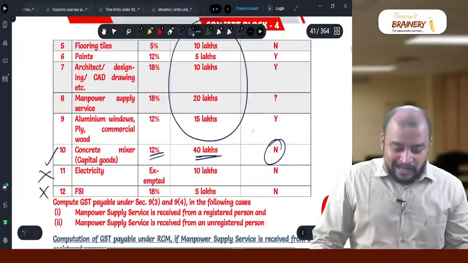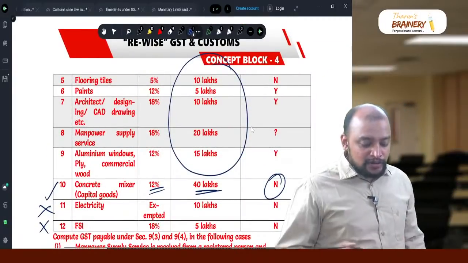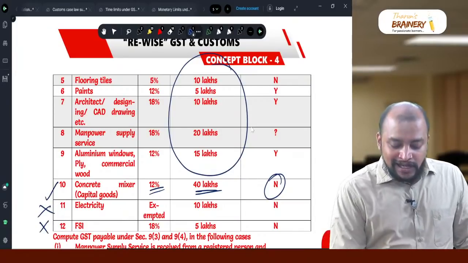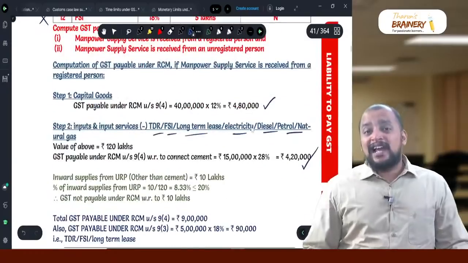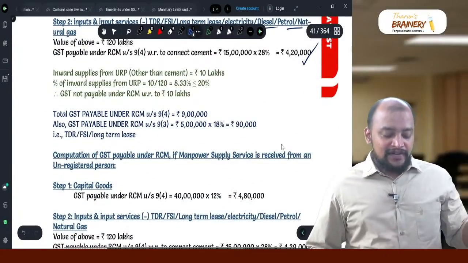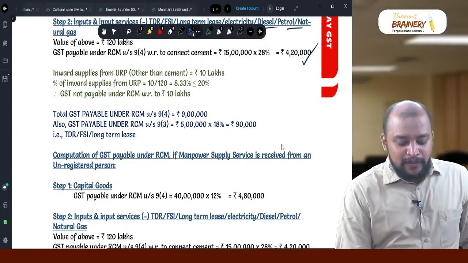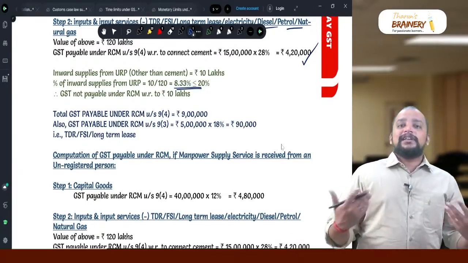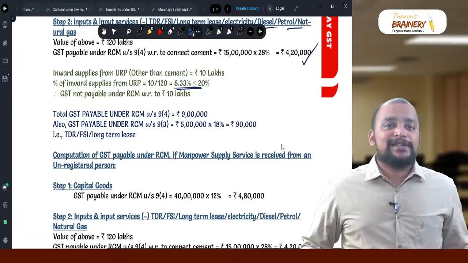So now after taking out cement, you need to see what is the remaining goods. The remaining goods is, say here, flooring tiles, 10 lakhs. So 10 lakhs divided by 120 lakhs. Cement we already paid GST under RCM, so 10 divided by 120 is 8.33. It does not exceed 20%. So that is allowed.